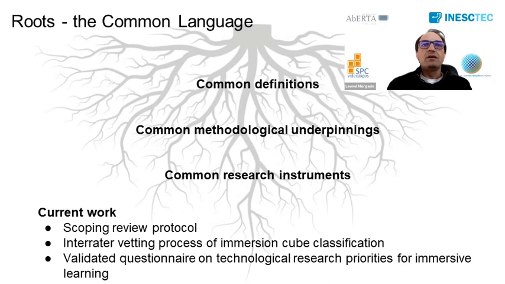Using common definitions enables meta-analysis techniques, boosts causality studies, and facilitates professional collaborations with others in our diverse field. Also, while preserving our interdisciplinary strength, the immersive learning research community needs to coalesce around common methodological underpinnings, as well as begin to construct open instruments. Current ongoing work on the roots includes the Scoping Reviews Protocol, published in last year's proceedings, a validated questionnaire on the technological research priorities, published in iLRN2018, and the inter-rater vetting process for the immersion cube classification, which was published in the Journal of Universal Computer Science last year and is undergoing systematization by co-author Andreas Dengel.